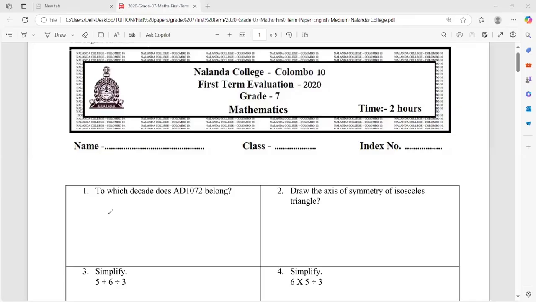Hi, my dear children. Today we are going to discuss this Nalanda College paper, the first term, 2022 for grade 7. And here I am going to discuss all the answers and the methods of getting these answers. And I try to cover all the required theory parts too.